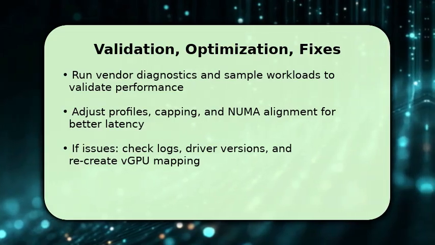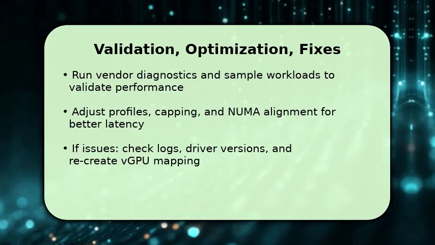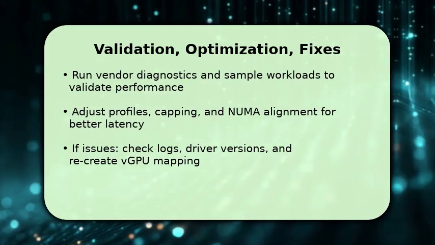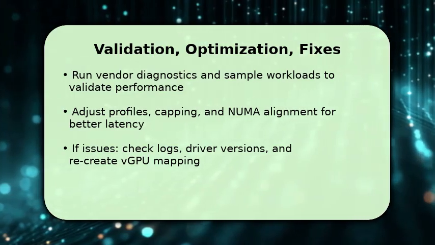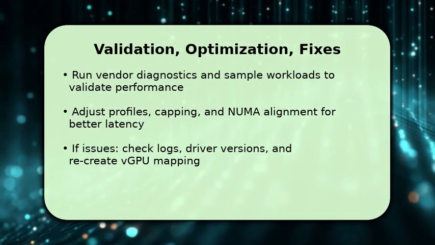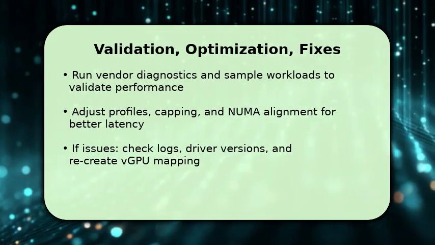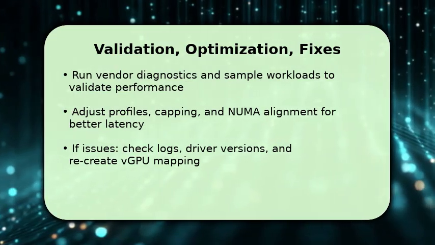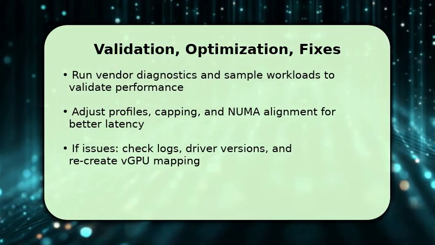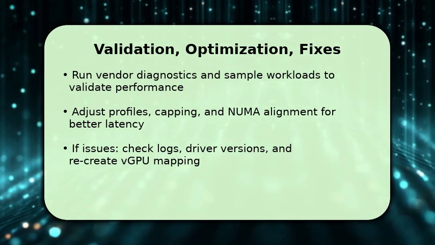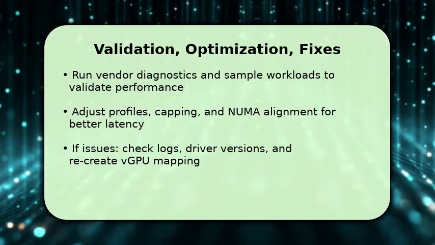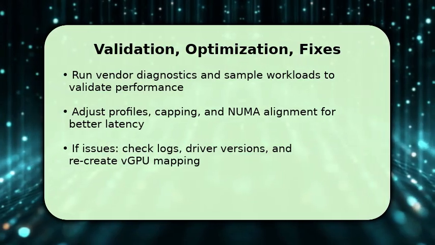Once done, optimize by adjusting vGPU profiles, capping engine clocks when thermal limits hit, and aligning VMs to NUMA nodes for lower latency. If something goes wrong, check host and guest logs, verify driver and manager version parity, and recreate the vGPU mapping. Often a mismatched driver or missing firmware flag is the culprit. Make sure to snapshot configs before major changes.